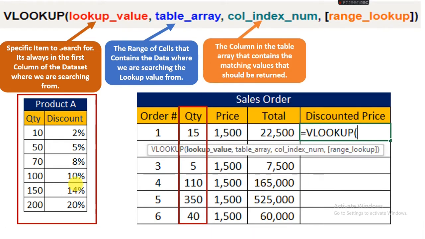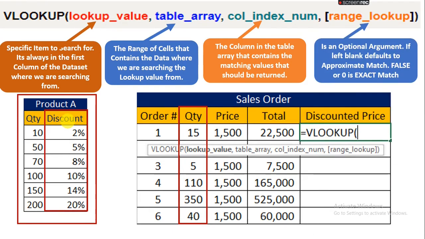The third argument is always the column index number. This is the particular column in the table array that contains the matching values that should be returned. For example, in our table array, we are interested in returning the discount percentage. That means we start counting from the left. Our quantity is sitting in column number 1, and the discount is sitting in column number 2 in our table array. So we shall be using column index number 2. The fourth argument is always optional, and in this video, because we are interested in writing VLOOKUP approximate match, we can leave this argument blank.